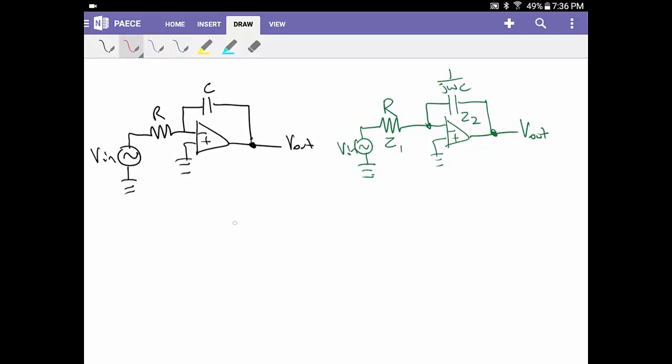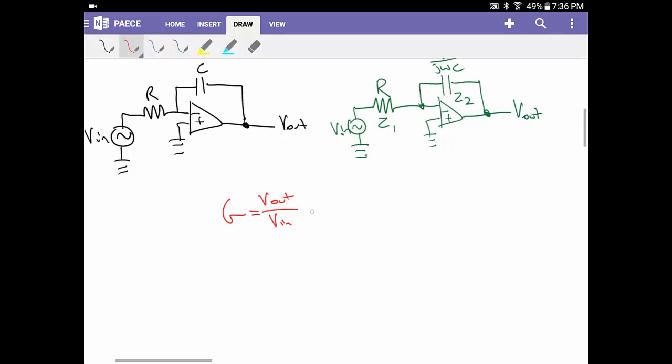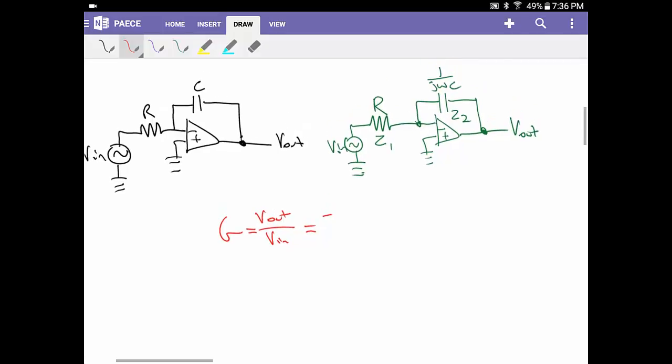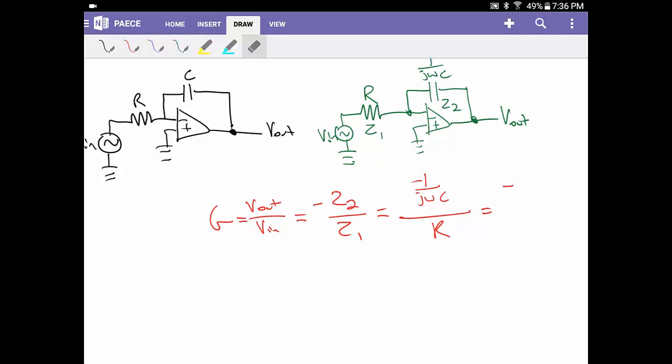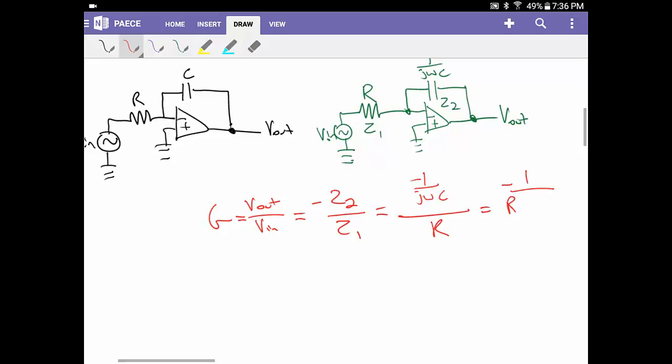So we know that the gain of our system, V out over V in, is going to be equal to minus the feedback impedance, Z2 over Z1. Or in our case, we have 1 over j omega C over R, which through some math we can end up with a negative 1 over R j omega C.